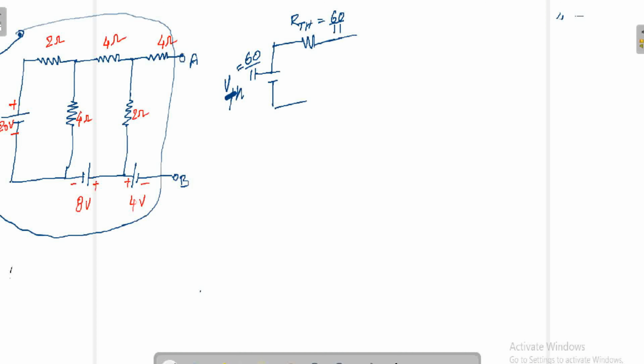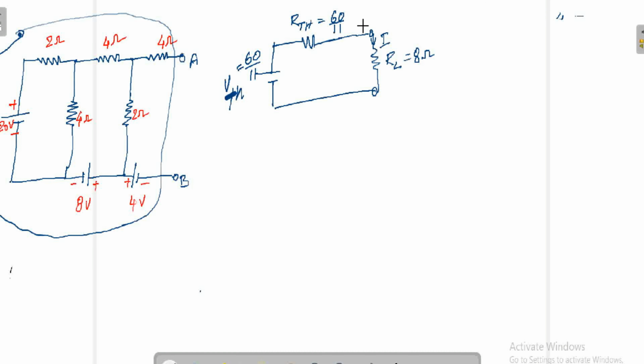Now, these two elements, this VTH and RTH, represent this total box, and here you can place your load resistor. What is the load resistor we have selected? That is your RL equal to 8 ohms. In the first step we excluded it, now we are trying to include it. Now I want to find the current in this one.